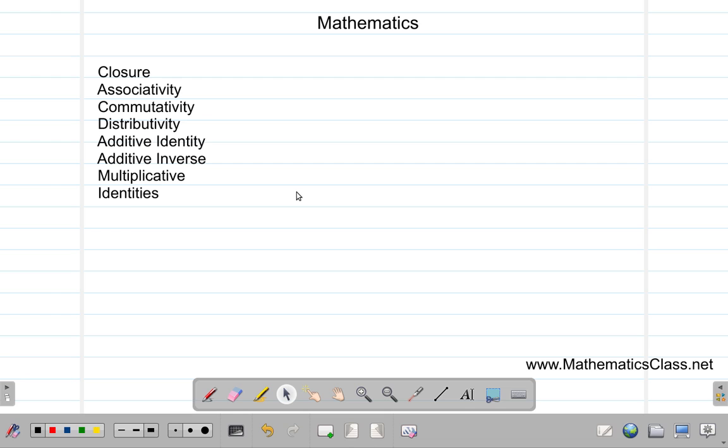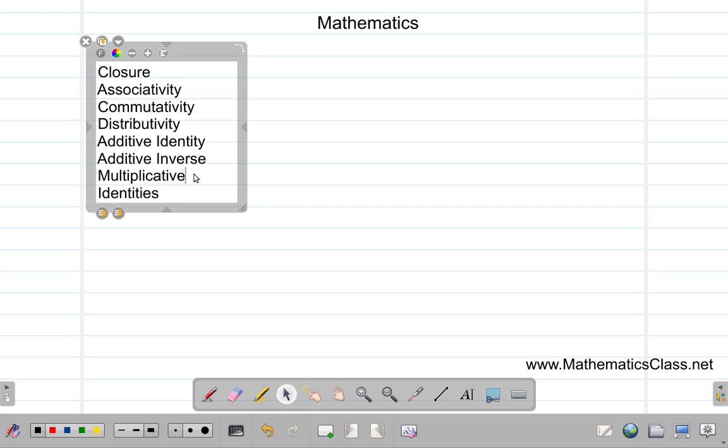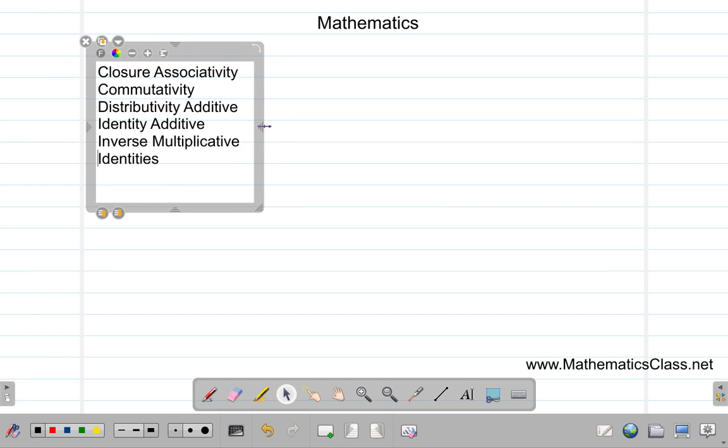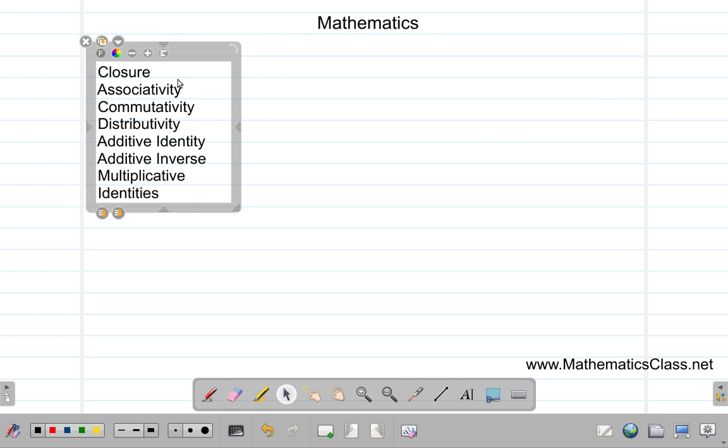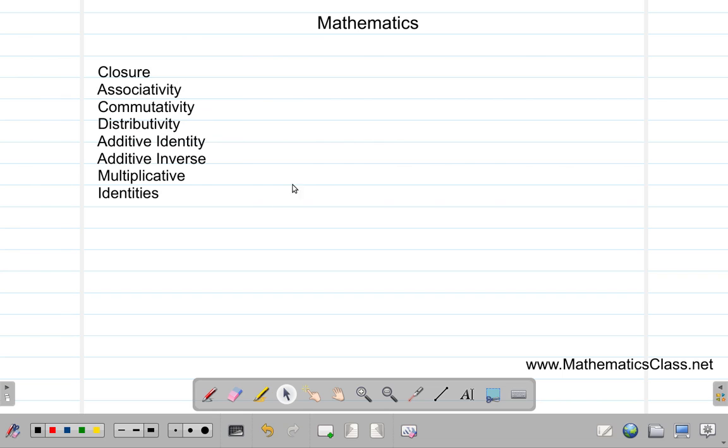Closure, associativity, commutativity, distributivity, additive identity, additive inverse, multiplicative identities. Alright. I should have put this right up there, so let me make it go up there. The additive inverse business here. Alright. So, here now.